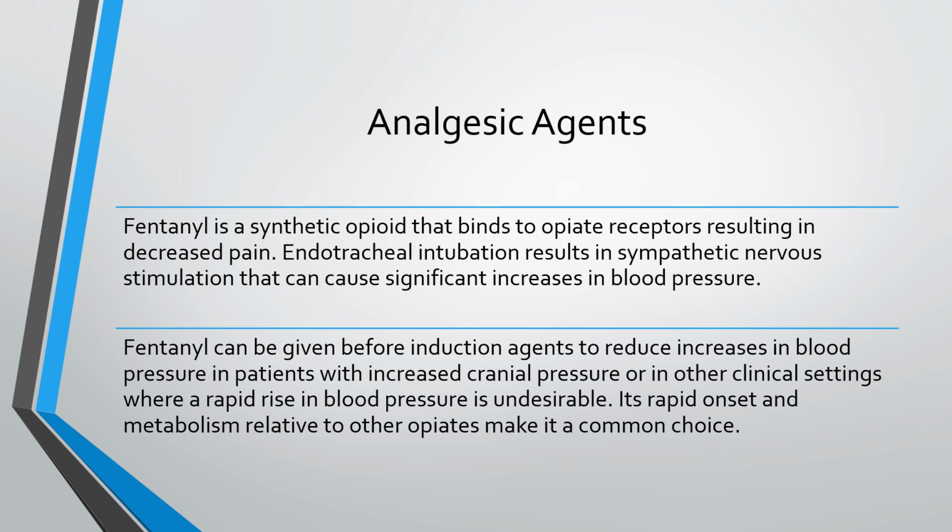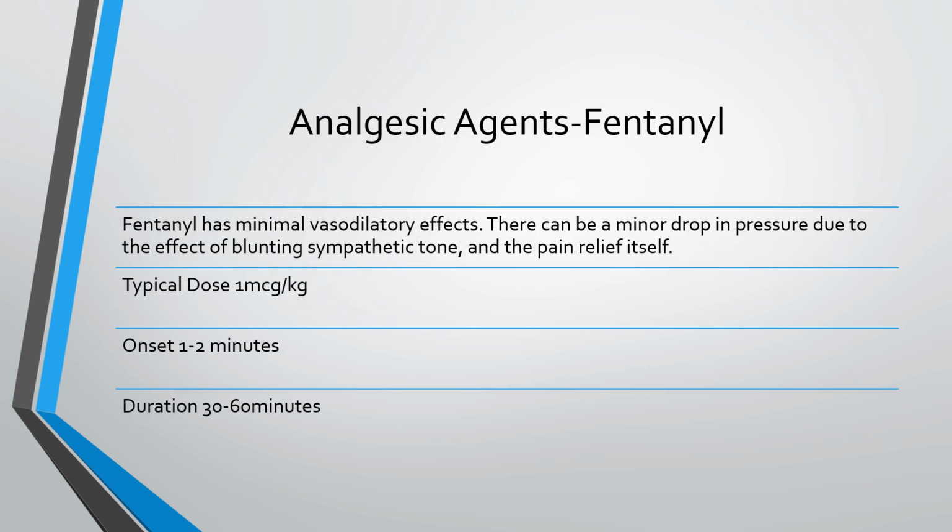Its rapid onset and metabolism relative to other opiates make it a common choice. Fentanyl is very, very good for this. Fentanyl has minimal vasodilatory effect. There can be a minor drop in pressure due to the effect and blunting of the sympathetic tone and the pain relief itself. Typical dose 1 mic per kilogram.